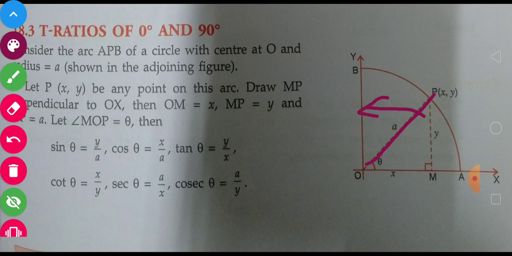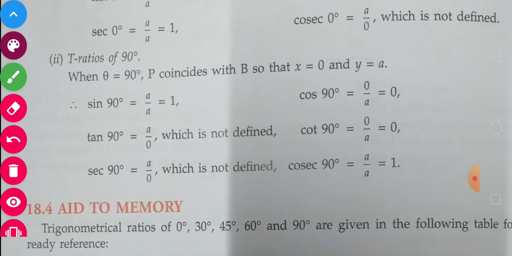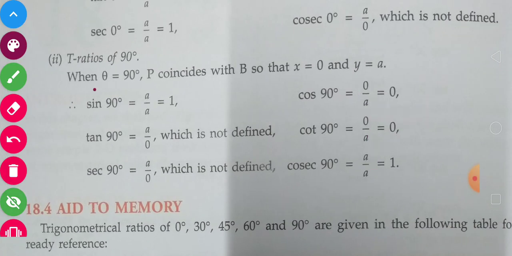It will coincide with y, right? So it goes to the y axis, fine. Similarly, if my theta is 90 degrees, then my x is 0 and y is a. So in the ratios we had, substitute wherever you find x with 0 and y with a.